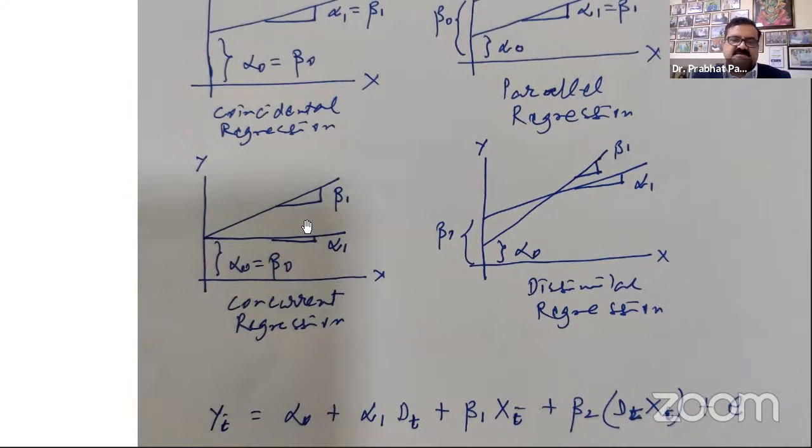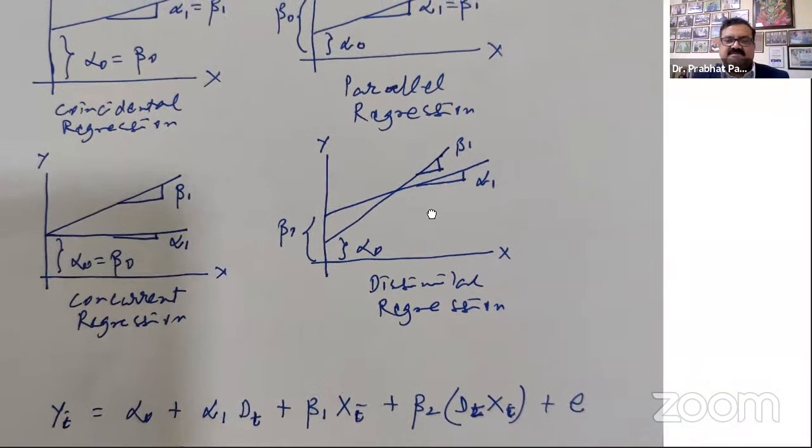So if the concurrent scenario is seen, that means the behavior of people has changed, but it's not the quantum that has changed. The saving is the same. People are doing the saving in a similar fashion or similar quantity, but their fundamental behavior has changed.